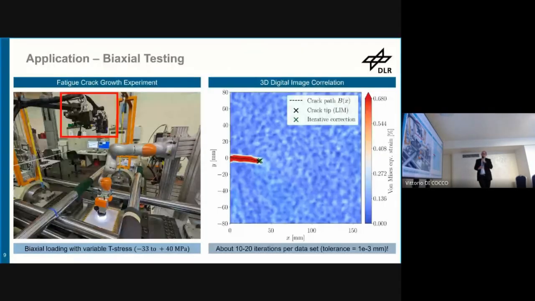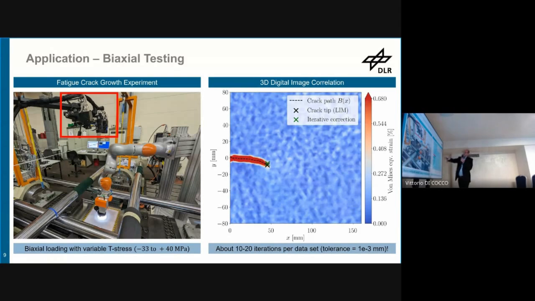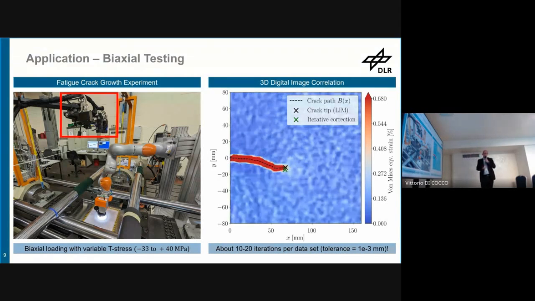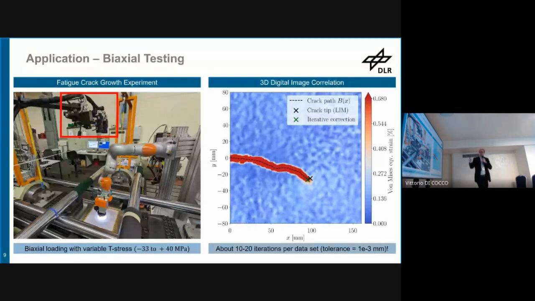Here is an animation of how we recognize the crack tip of the growing crack when the crack kinks, because we increase the T-stress in steps, until the crack kinked. Then we forced it by a pure mode 1 loading to grow straight again, and after that we forced the crack again by increasing the T-stress to kink.